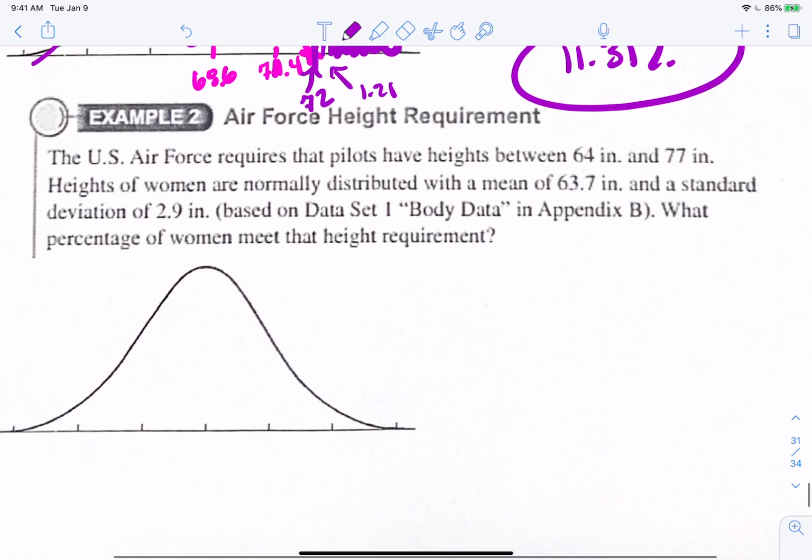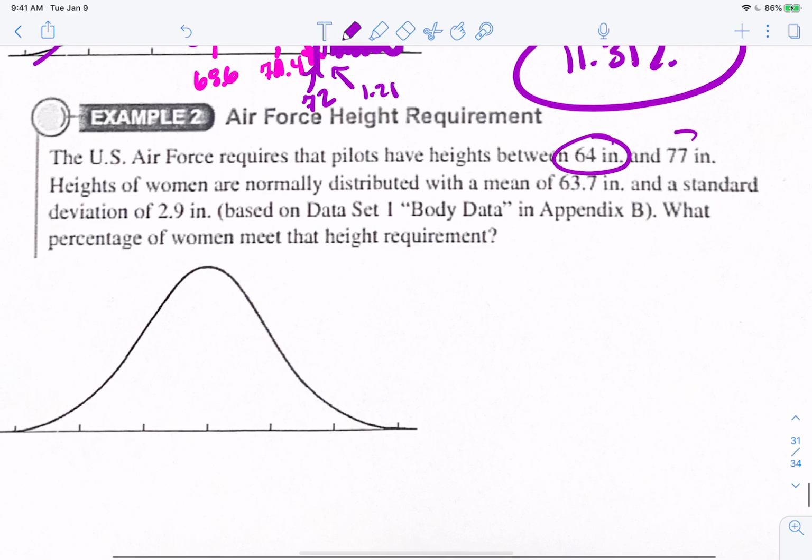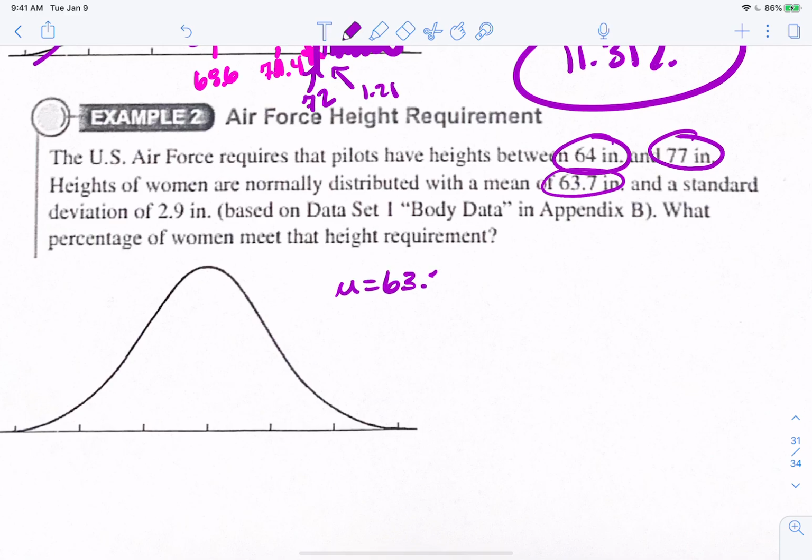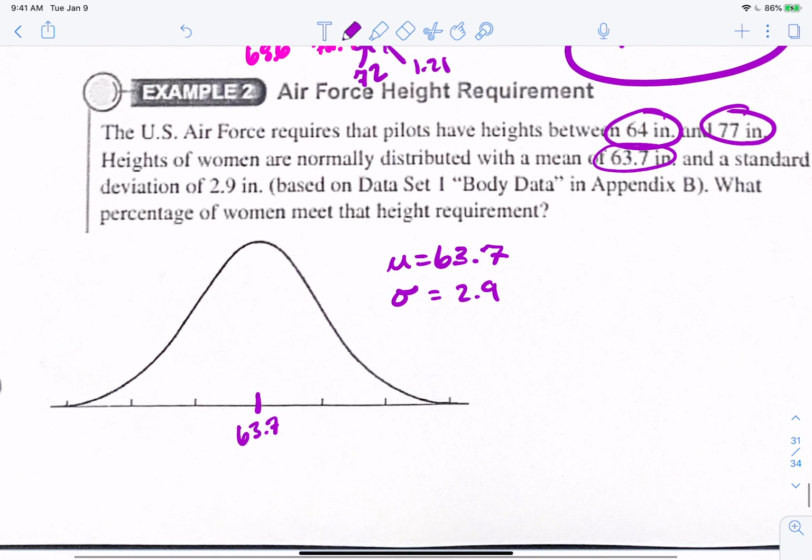All right, the U.S. Air Force requires a pilot to have a height between 64 and 77 inches. That's not an average. Those are my X's. I have 2 X's in this case. The mean is 63.7. Let's write that down. And the standard deviation is 2.9. So let's put that on our chart here. 63.7. If I add, somebody want to give me the add and subtract just for a couple of them? Actually, let's just do the add part.